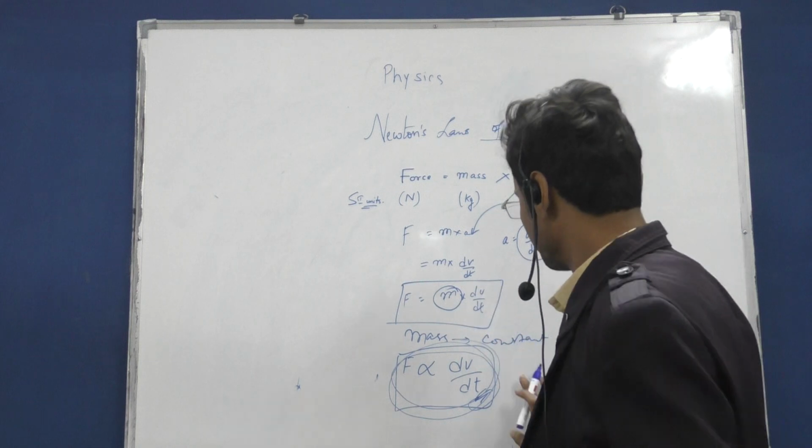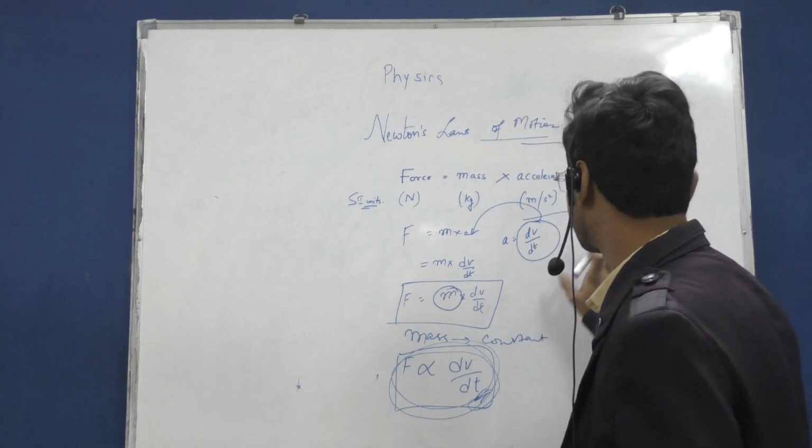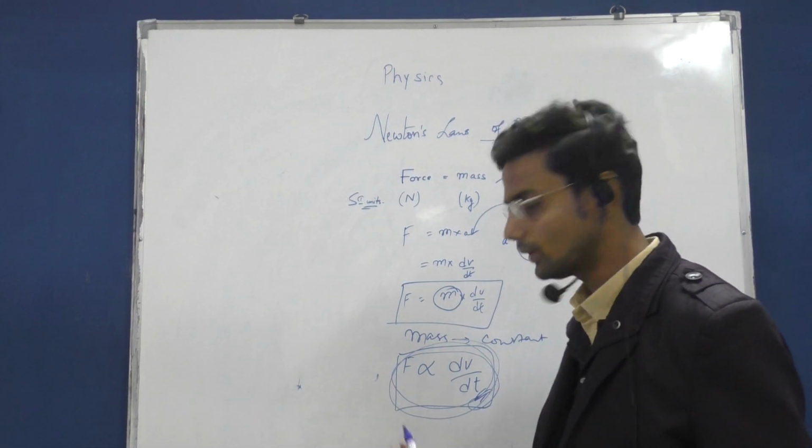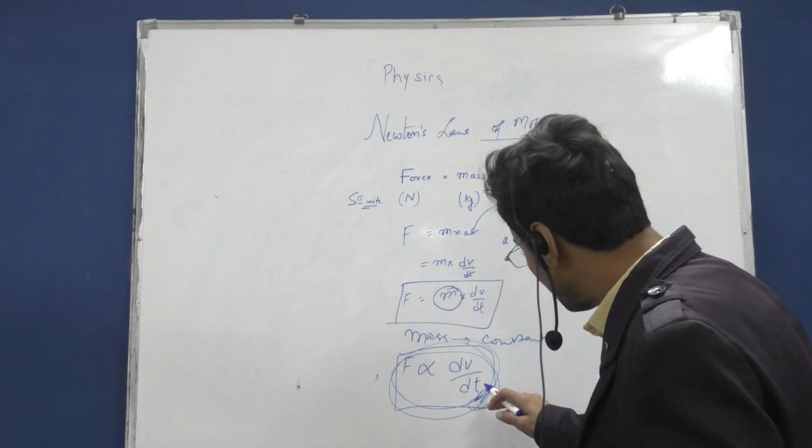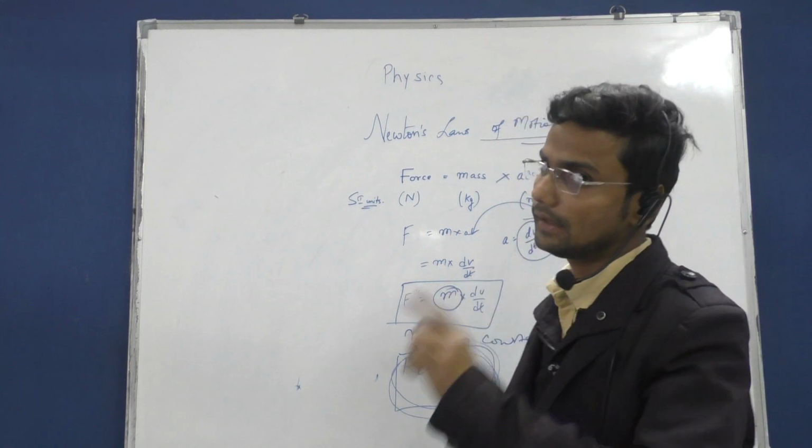I have written this mathematical formula. I have just substituted acceleration equals dv by dt. But how about interpreting it? That is simple: from here we can derive linear momentum.